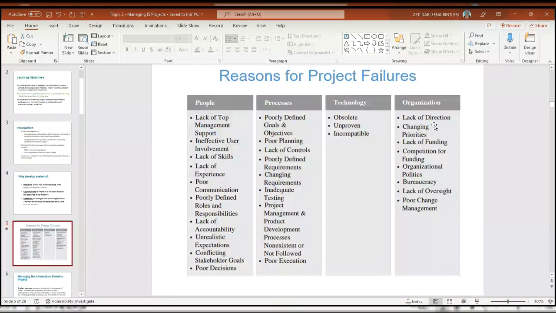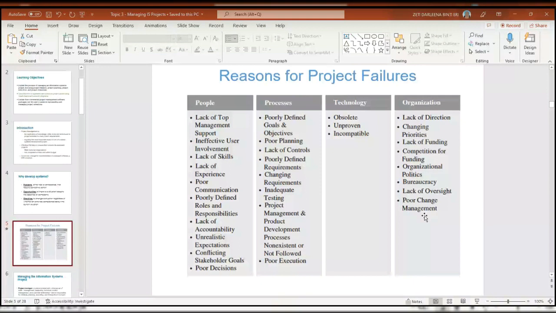Lack of funding. Of course, project-based mesti banyak berkaitan dengan funding. Competition for funding. Nak win the project is not easy. Organizational politics, bureaucracy, and so on and so forth. And poor management, poor change management. Kita tak urus change management dengan baik.